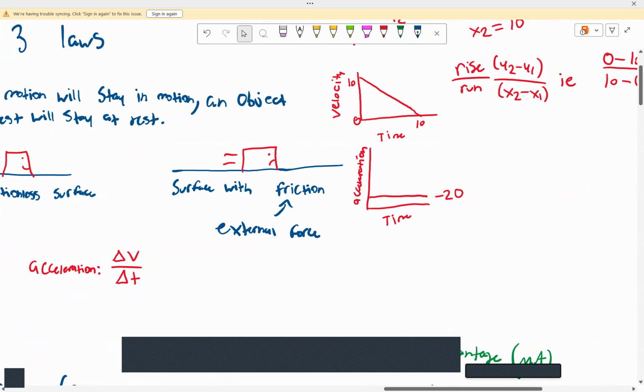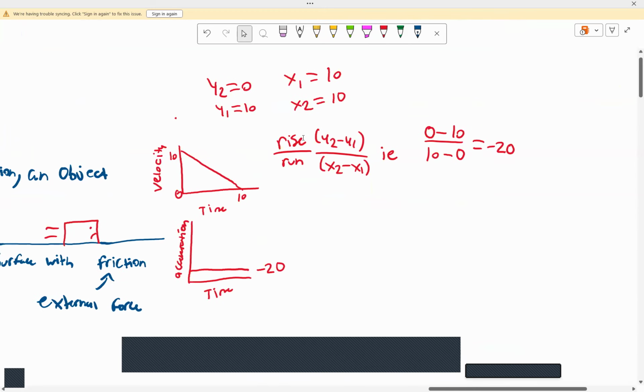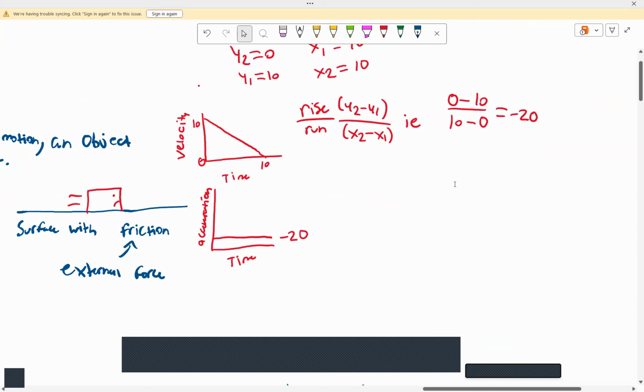Friction is said external force. So your velocity will be decreasing until it gets to 0, where your acceleration will be constant at negative, in this case, -20. Here I have the math to back it up. Remember, rise over run: y2 minus y1 over x2 minus x1. In this case, I have 0 minus 10 over 0 minus 10, so that's -20. This is how you get acceleration.